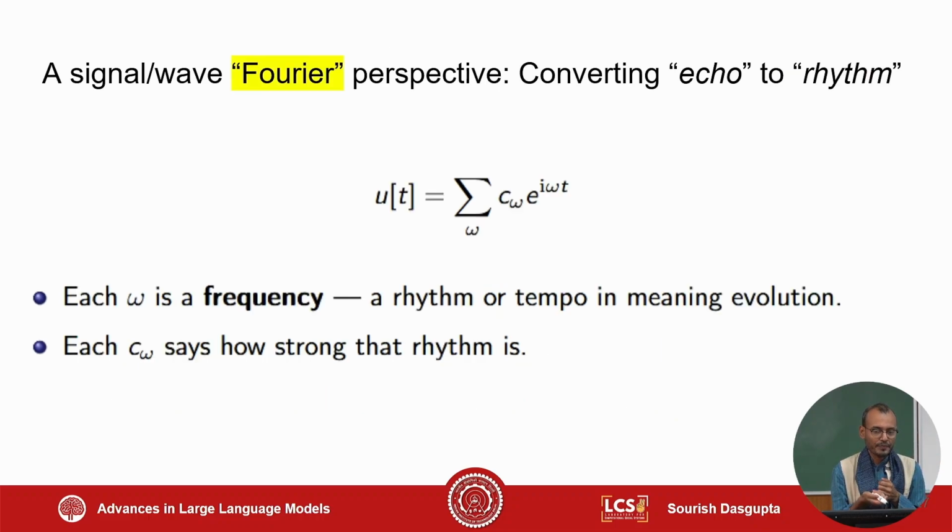Just imagine for now. If we can imagine that situation in a wave way, then we can apply something very interesting, which is the Fourier transformation. So every signal or wave, we can look at from a Fourier point of view. And we can now convert the echo to a rhythm, and we can split these rhythms. So the overall signal, we can split it up like this.